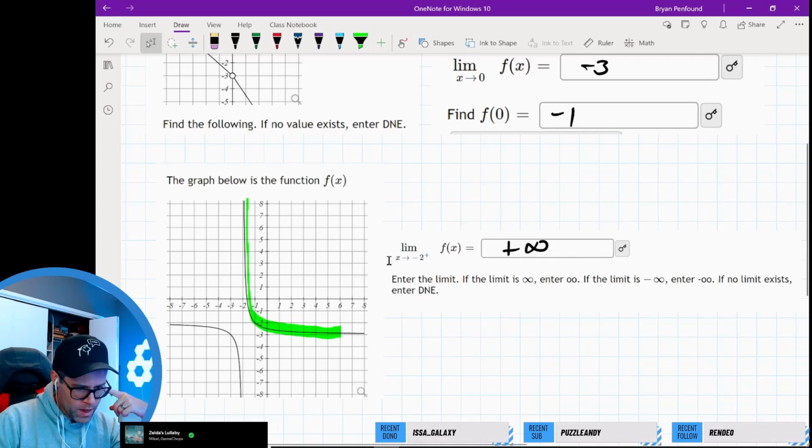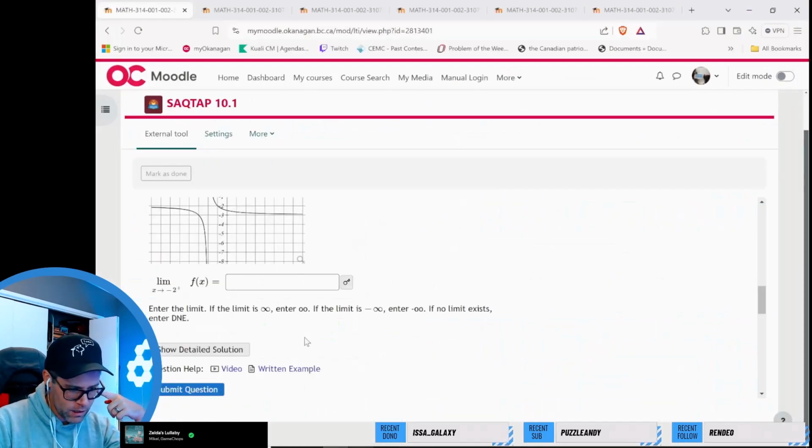So I think I'm okay with that. If we needed -2 from the left, we would get negative infinity. And of course, that would mean that our overall limit does not exist. It's a bad kind of discontinuity there.